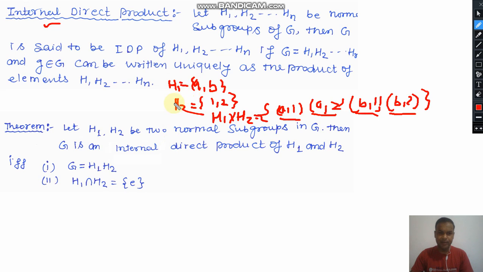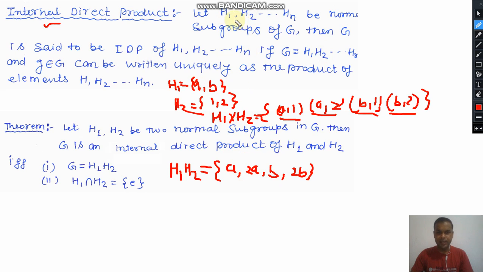Let us suppose we have the same subgroups H1 and H2, and we want to write their internal direct product. Their internal direct product will be written directly as H1H2, without using any symbol between H1 and H2. The product will be written as the product of a with 1, that is a1, the product of a with 2, that is a2, the product of b with 1, this will be b1, and the product of b with 2, it means b2. Here we will use direct multiplication, not the ordered pair. So this is the definition to write the internal direct product of two or more subgroups.